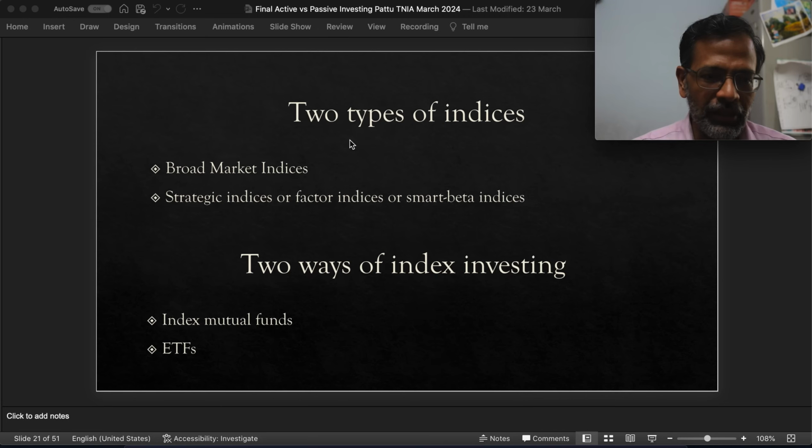I would like to stop here. So this will be the first part. In the next part, I'll talk about two types of indices, two ways of investing in indices, and then we'll talk about what index to choose and so on.